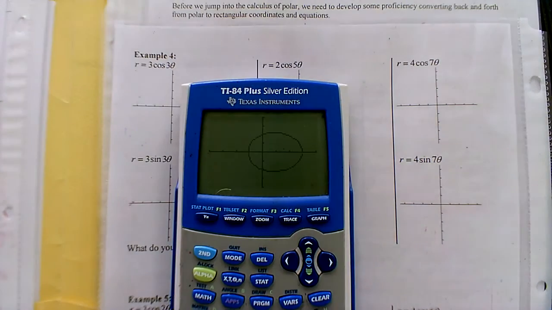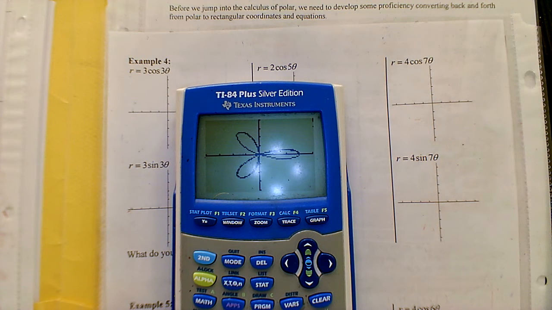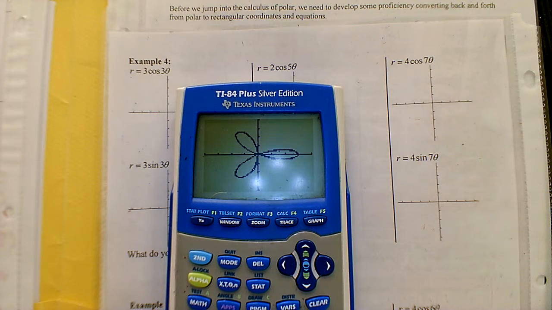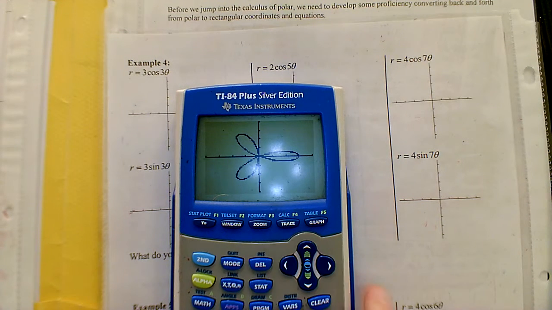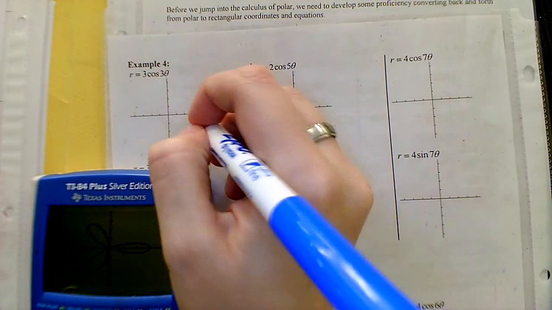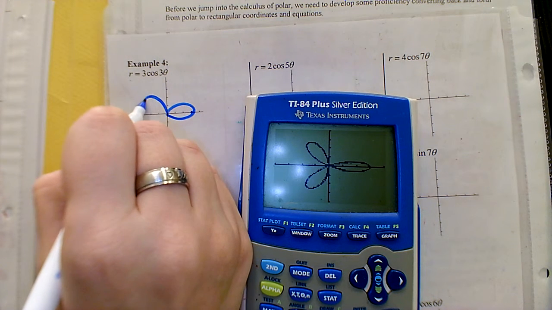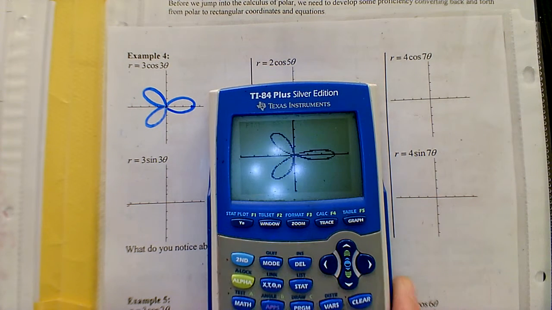All right, so on your calculator, we'll go ahead and type in 3 cosine of 3 theta. All right, so if we tried to draw this one, it looks like the loop on the right goes out to 3. And then we have 2 other loops, one in the second quadrant and another one in the third quadrant. Let's try the next one.